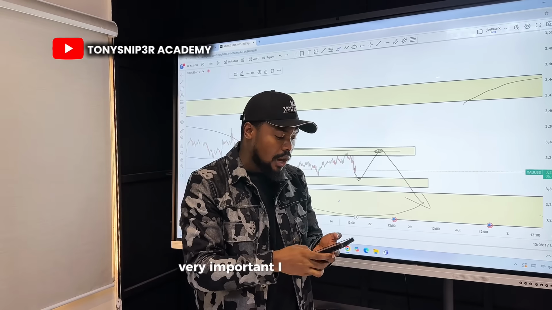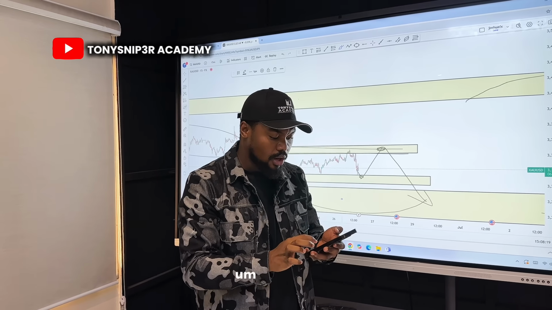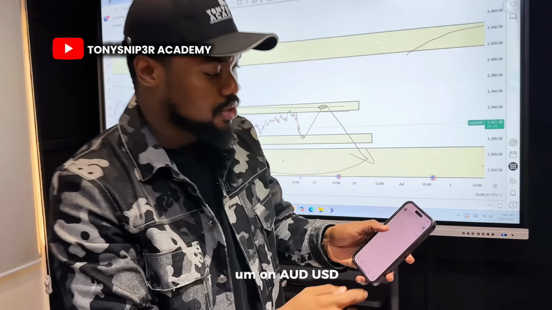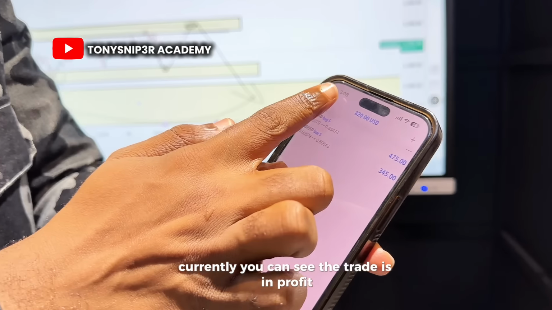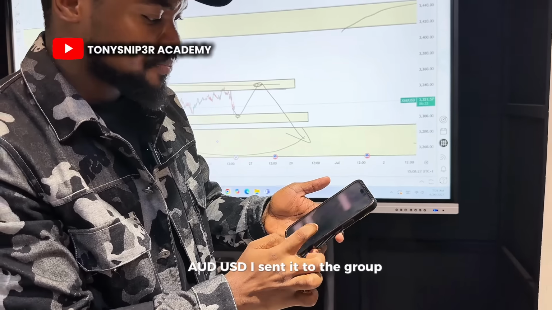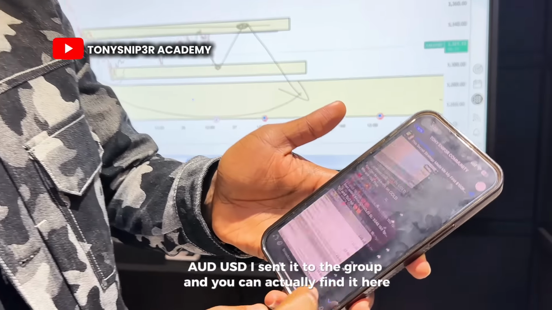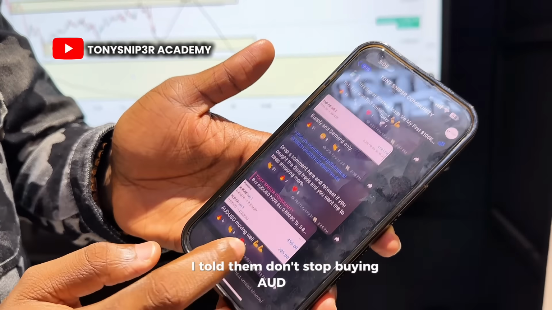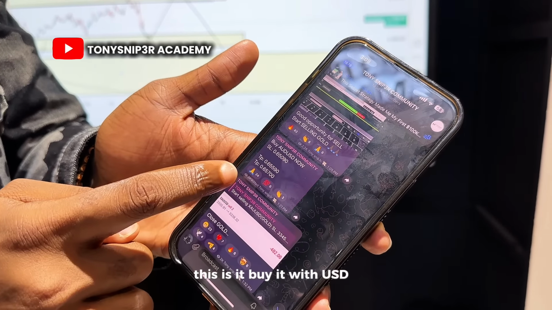Very important. I also sent a trade to the group on AUD USD. Currently, you can see the trade is in profit. The trade is currently in profit. AUD USD. I sent it to the group, and you can actually find it here. I told them don't stop buying AUD USD. This is it. Buy AUD USD now.